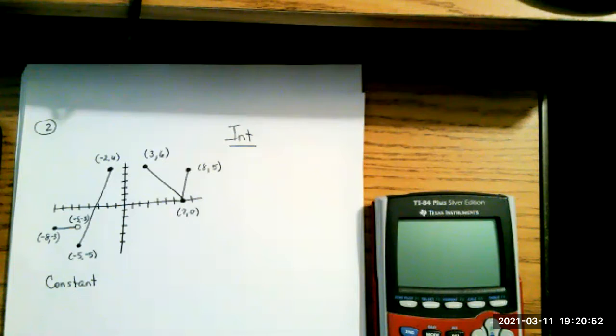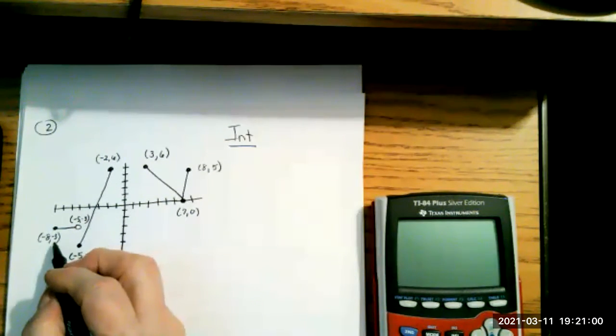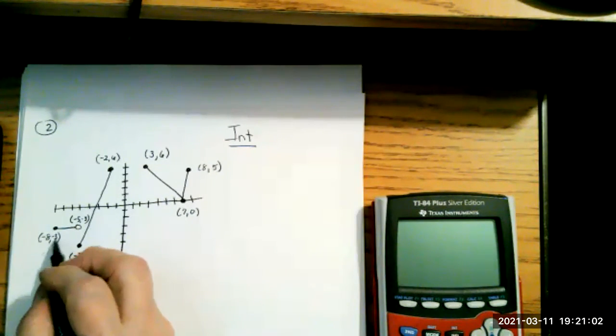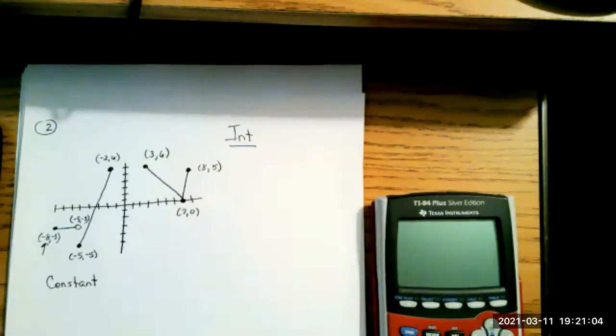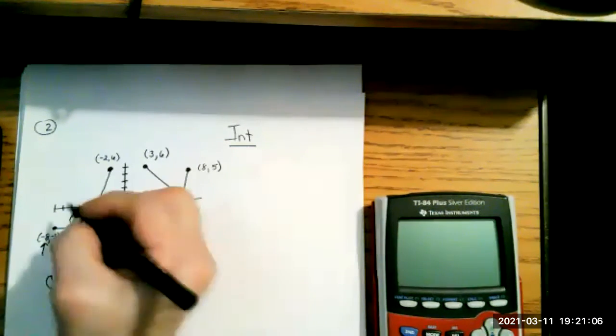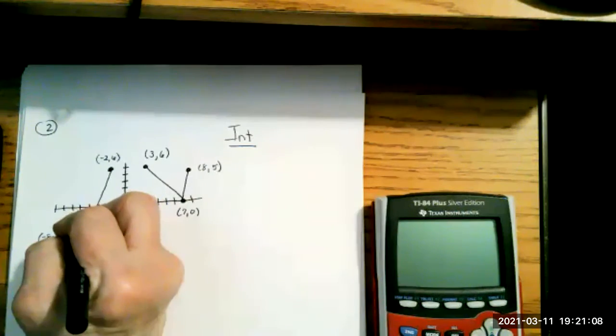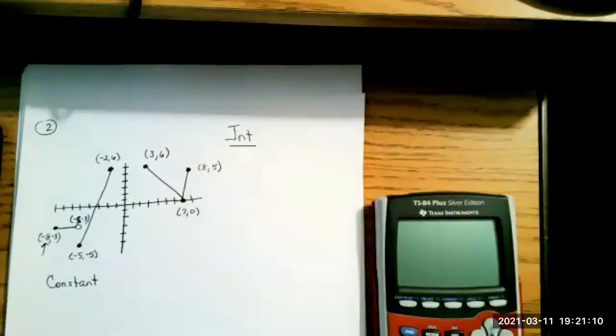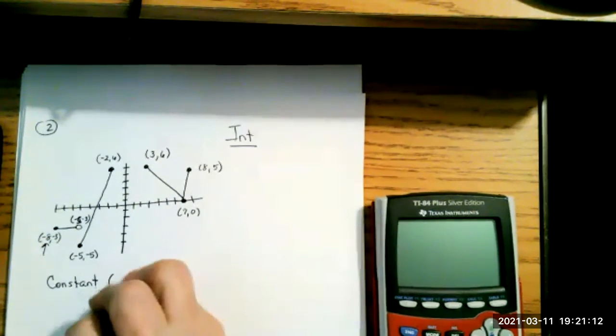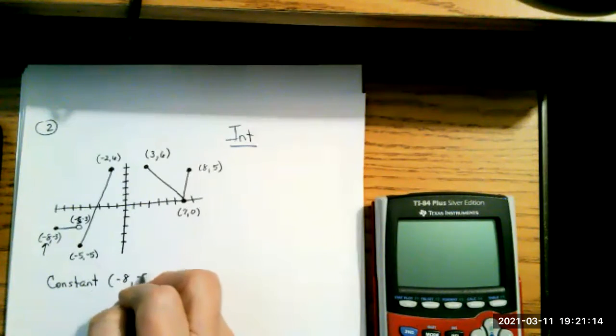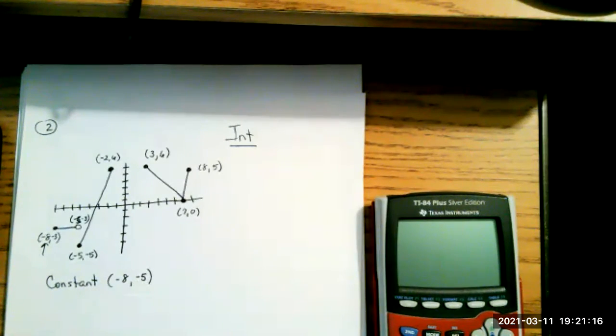Did I lose you, Marlisha? No, you didn't lose me. Okay, that's -8, and I think that's -3. Or -5. You don't care what it is because you're only using the X values. Oh, but this one over here. Okay, so it's -8. And this one over here is -5. You're right. So -8 to -5 would be your constant. Okay.